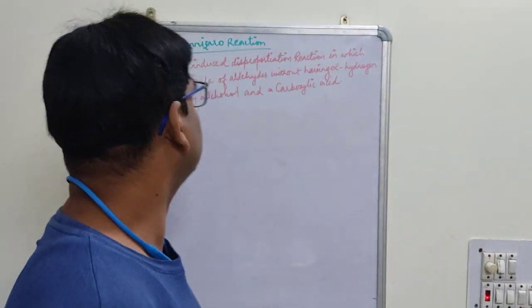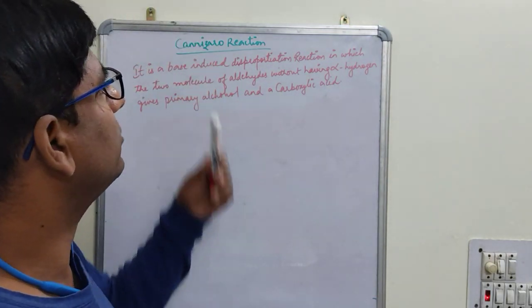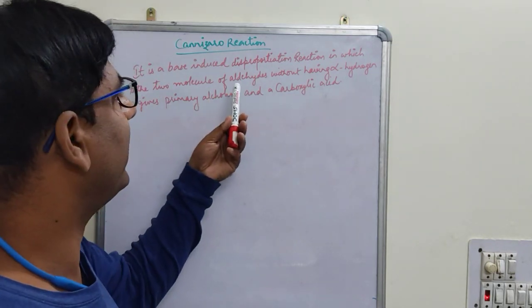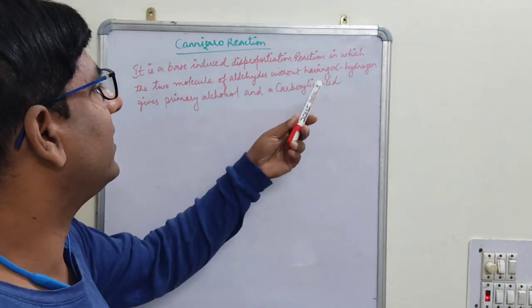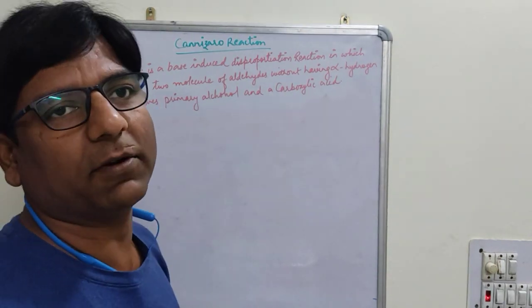reaction. This Cannizzaro reaction is basically a base-catalyzed or base-induced disproportionation reaction in which two molecules of aldehydes without alpha hydrogen give a primary alcohol and a carboxylic acid.